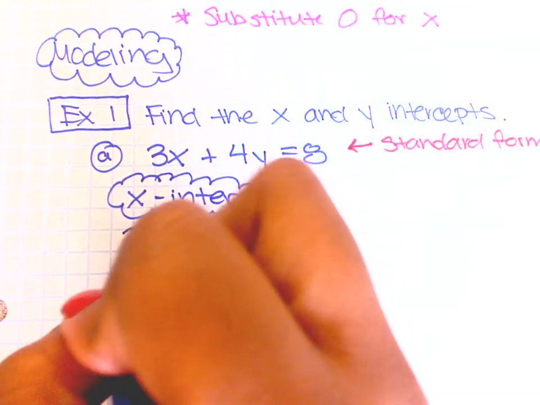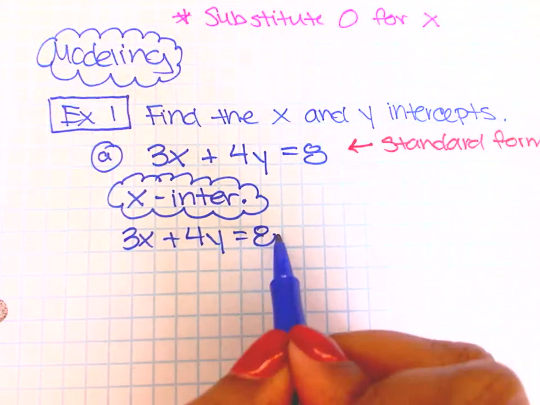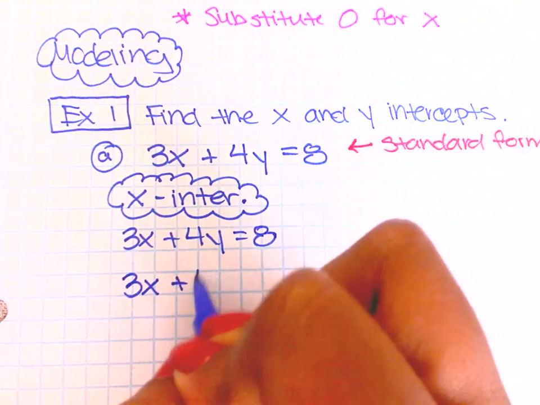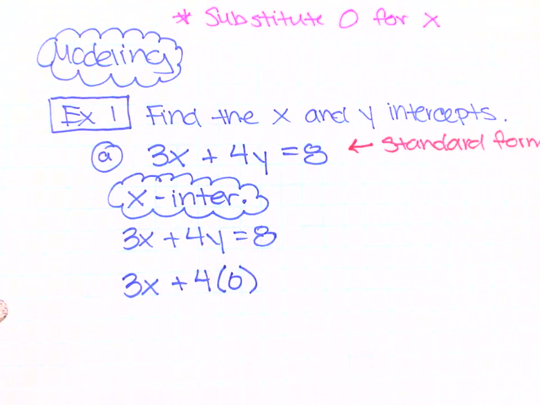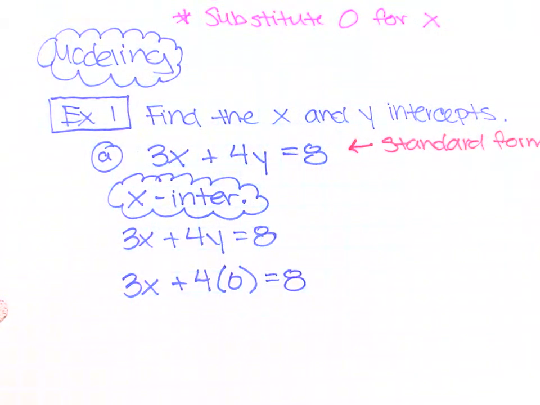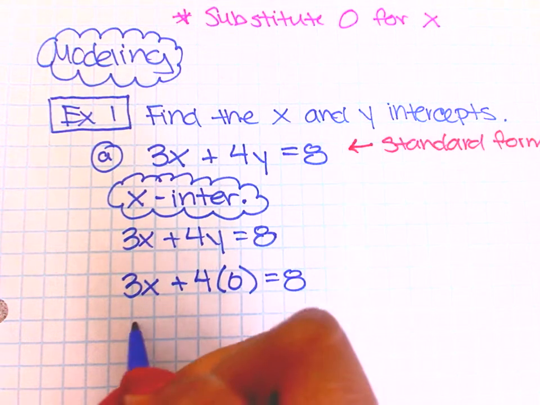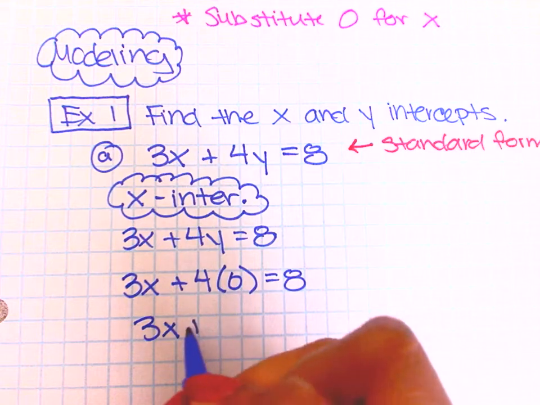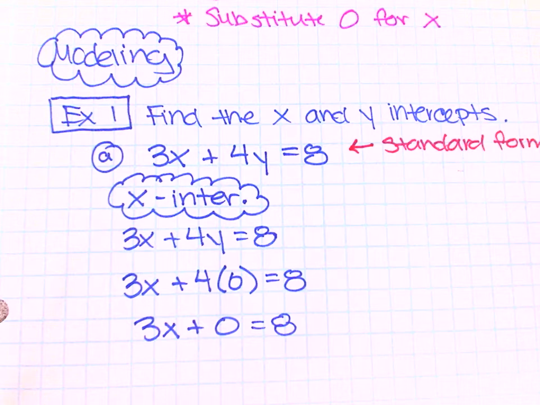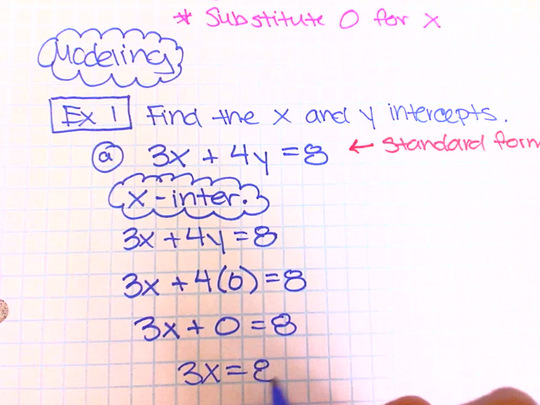So let's write the problem down. 3x plus 4y equals 8. Now I need to substitute in 0 for y. Easy. 3x plus 4 times 0, because I'm replacing y with 0. Make sure everyone's paying attention. Equals 8. So then I solve. 3x plus 0, because 4 times 0 is 0, equals 8. So that means 3x equals 8.